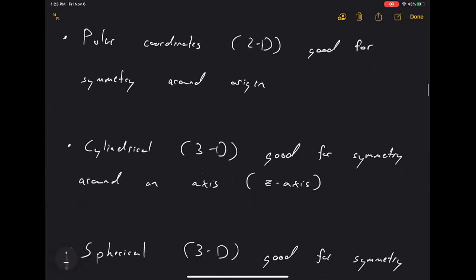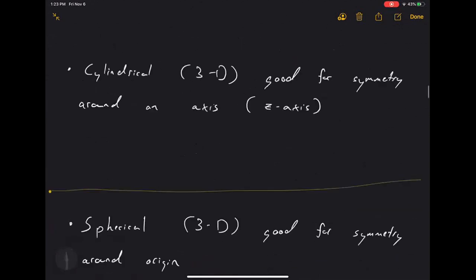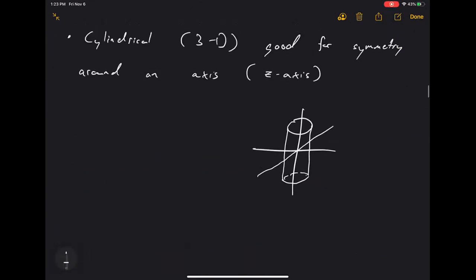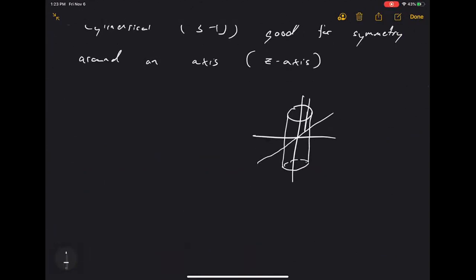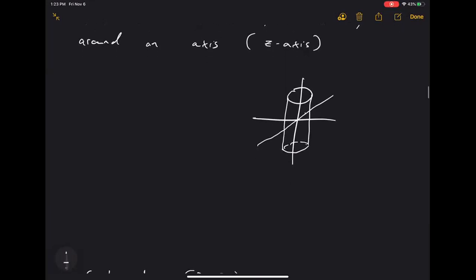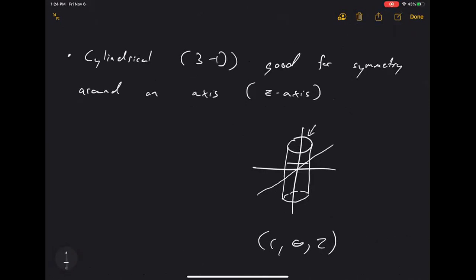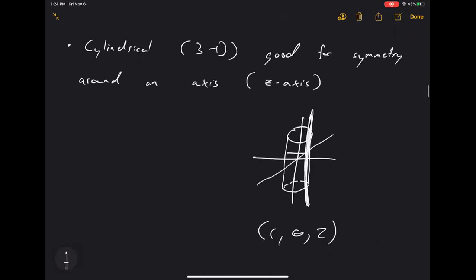Okay, and then we move up to 3D, and maybe we have a region that's centered around an axis, like centered around the z-axis, for example, like a cylinder. That'd be a good time to use cylindrical coordinates. Why? Well, the z-axis will be convenient to leave as a Cartesian coordinate, and then these cross sections are again going to have that circular symmetry, so we want to use polar coordinates for those. If I use r, theta, z, my cylindrical coordinates, that should represent my region very nicely. So cylindrical coordinates are good for symmetry around an axis, when we have this symmetry that goes along one of our axes.